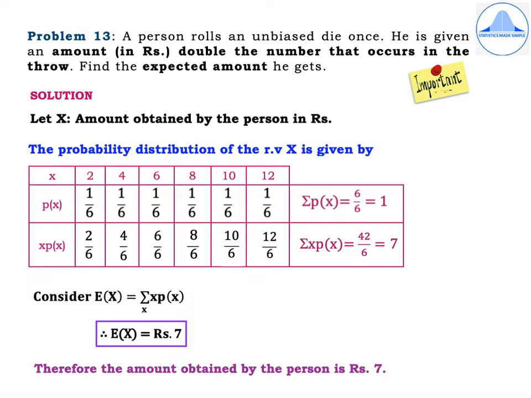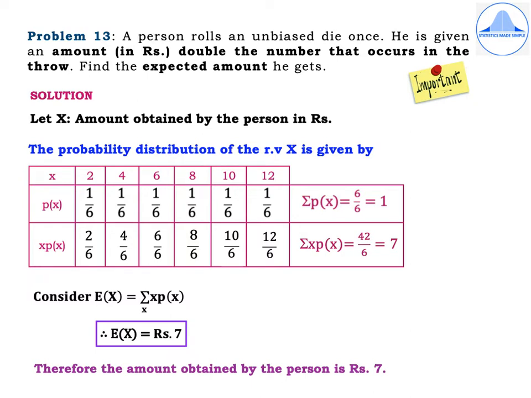Defining X is very important, and in the problem they have mentioned that he is given an amount in rupees double the number that occurs in the throw. That means if the die shows the number 1, he gets 2 rupees, or if the die shows number 2, he gets 4. If the die shows 3, he gets 6. If the die shows 4, he gets 8. If the die shows the number 5, he gets 10. And if the die shows the number 6, he gets 12 rupees.